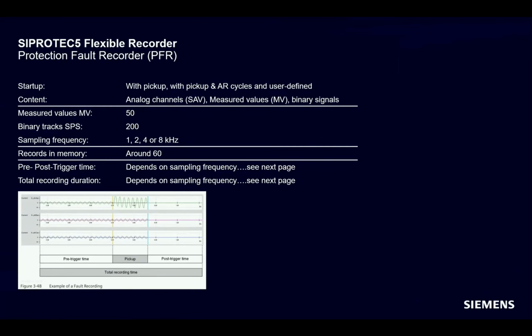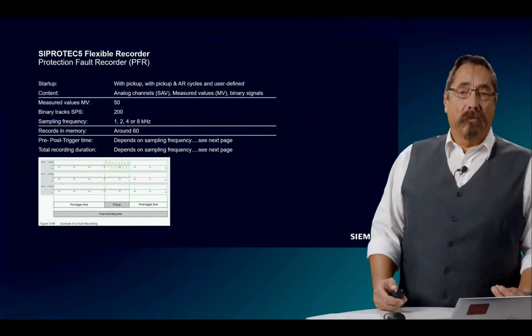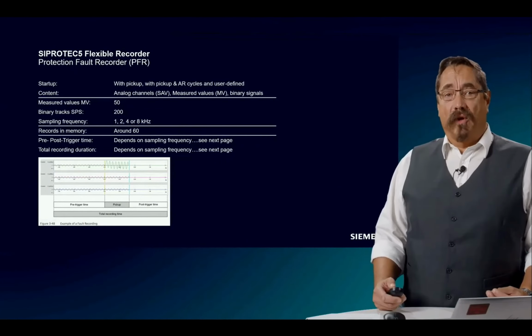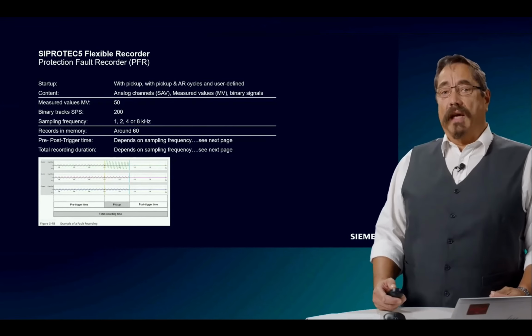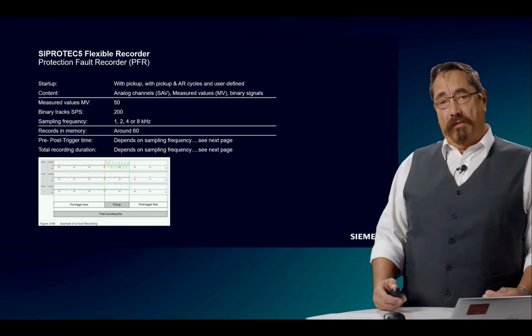The PFR starts recording with a pickup indication, optionally when instantiated with auto recloser. The third option is user-defined. With user-defined settings, we can start the protection fault recorder on routing an SPS signal with XT to the recorder. We learned already the only one output format for the protection fault recorder is COMTRADE. The minimum content are the sampled values of voltage and current, additionally 50 measurement values, so-called MVs, and up to 200 binary signals can be routed.